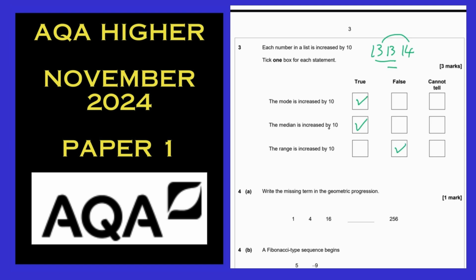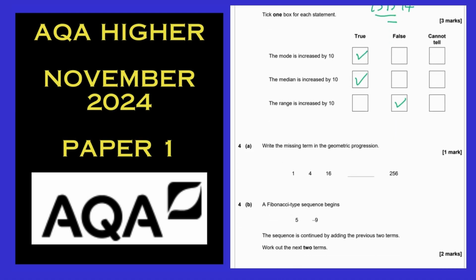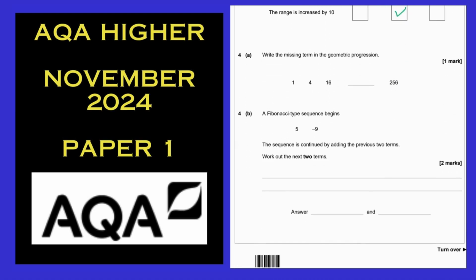The range is unchanged. And as has happened quite recently on the 2023 papers as well, just because there's 3 boxes and there's 3 questions doesn't mean it's 1 box per column. There's not automatically, it does sometimes happen, but there's not automatically one of each answer.